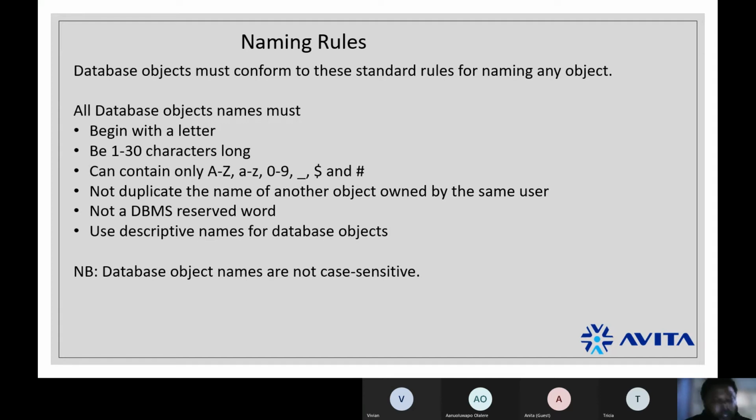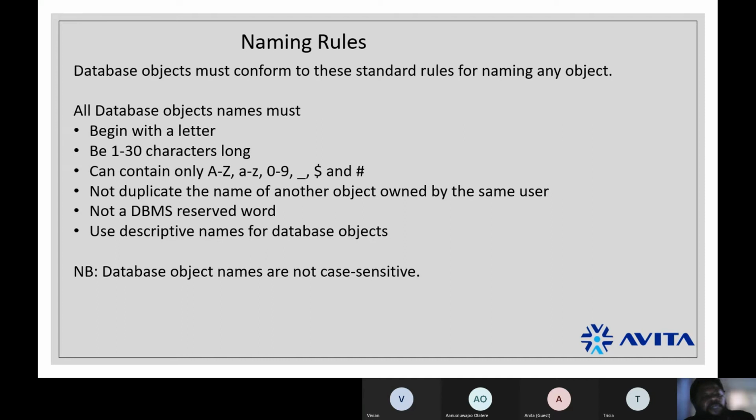It says can only contain capital A to Z, small a to z, 0 to 9, underscore, dollar, and hash. That is, you can only use these components in your name. That is, it can contain a capital letter, it can contain a small letter, it can contain a number, it can contain hash, and it can contain the dollar sign, right?